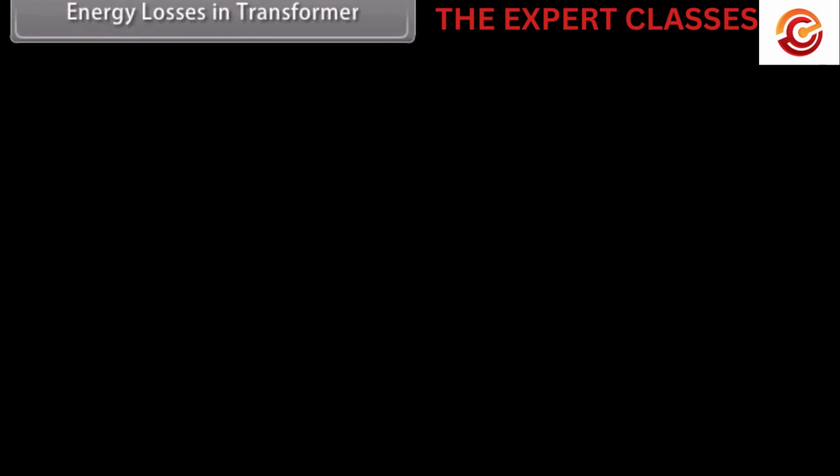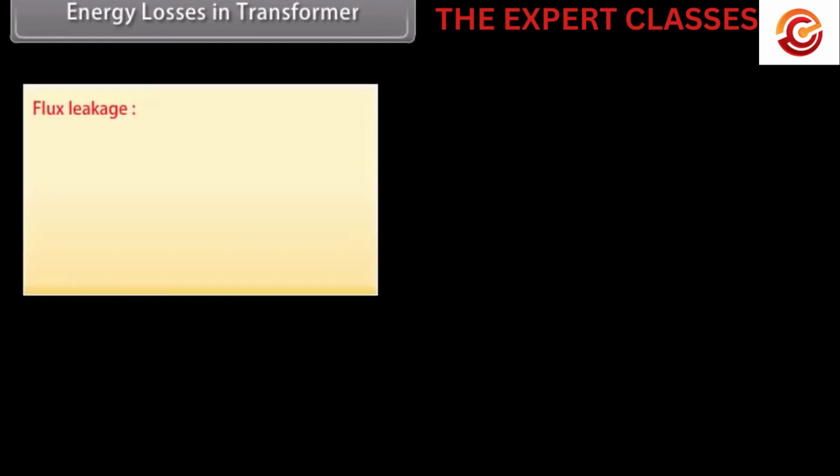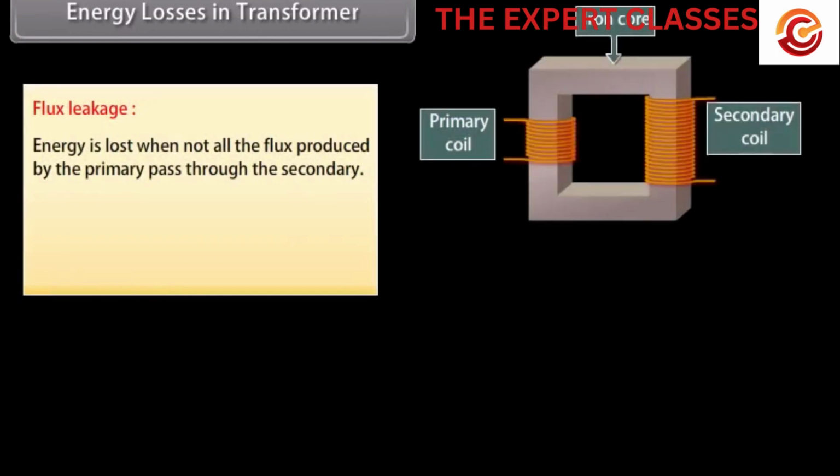Energy losses in transformer. There are some energy losses in transformer as follows. Flux leakage: energy is lost when not all the flux produced by the primary passes through the secondary. This loss can be reduced by winding the primary and secondary coils one over the other.